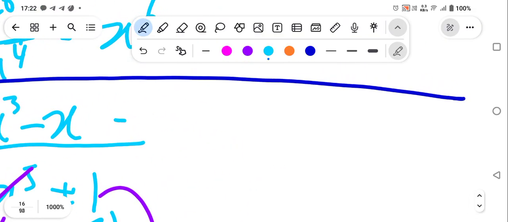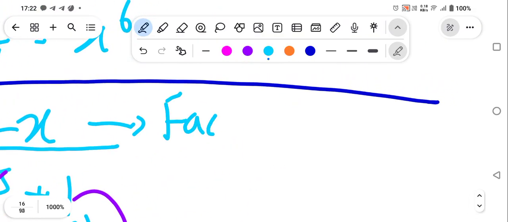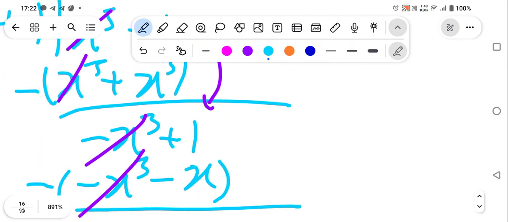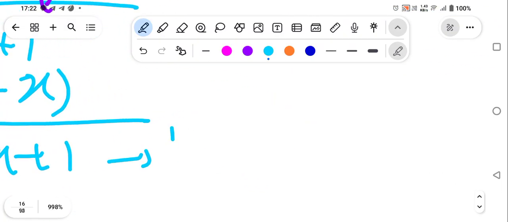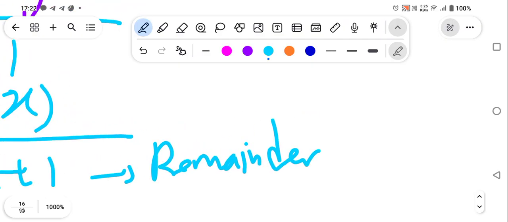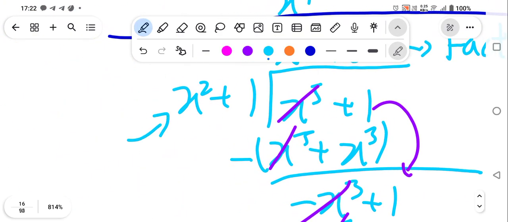So I'm gonna label it again. This is the factor, this is the remainder, and this is the divisor.